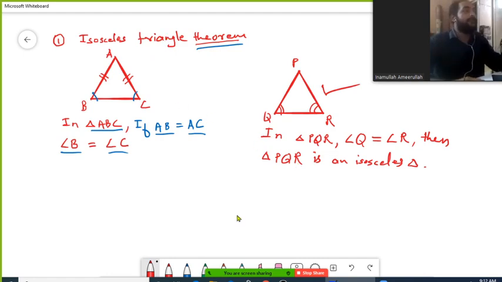And if you know that any one pair of adjacent sides, it could be AB and AC, it could be AB and BC, and it could be AC and BC, so you will get three adjacent pairs of sides. If any two of them are congruent, you can say the given triangle is an isosceles triangle. So this is the difference between the isosceles triangle theorem and its converse. So hope it is clear.